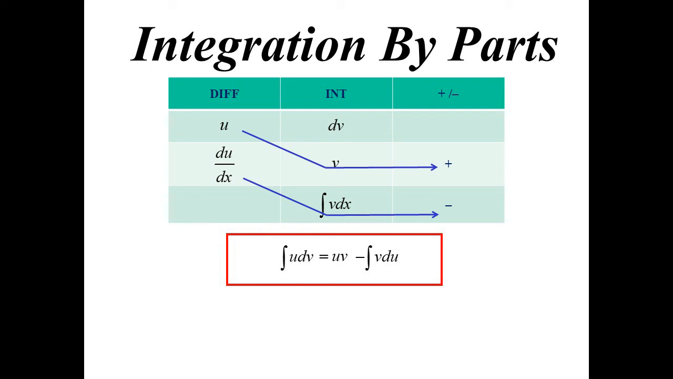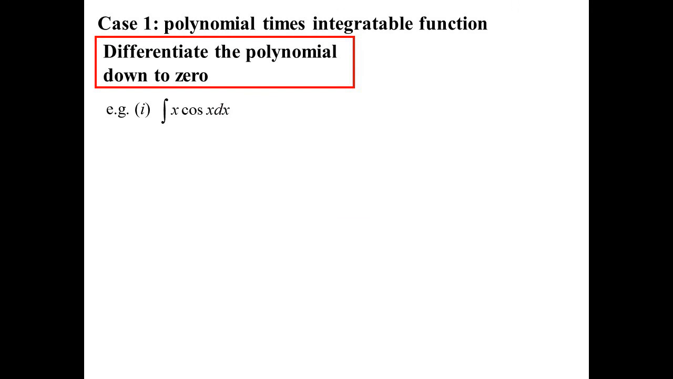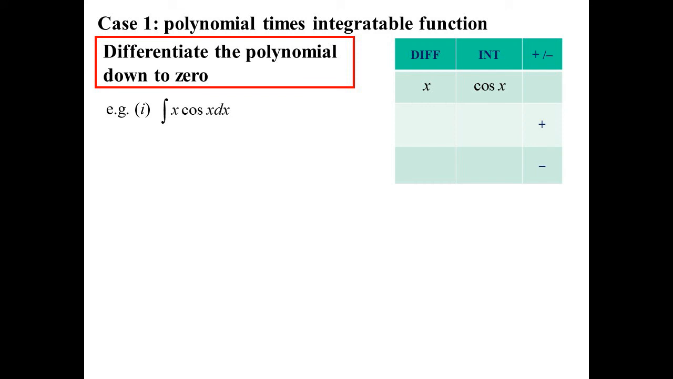All right, it's easier to see it with an actual question rather than a formula. So u still has the same rules. U has to be chosen so the differentiation is a simpler function, and dv, obviously, something that can be integrated. So exactly the same rules there. The first case, probably the best case we use it for, is when you have a polynomial times some integratable function. So in this case, x times cos x. And you keep differentiating until you get the polynomial down to 0. All right, so x is going to be my diff, cos x is going to be my integration.